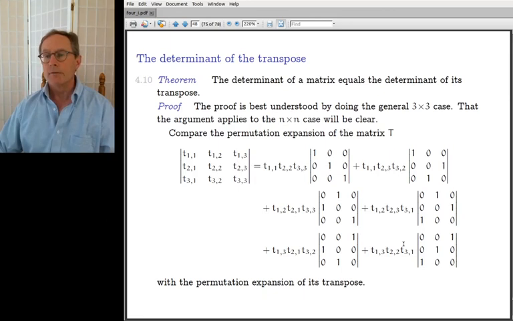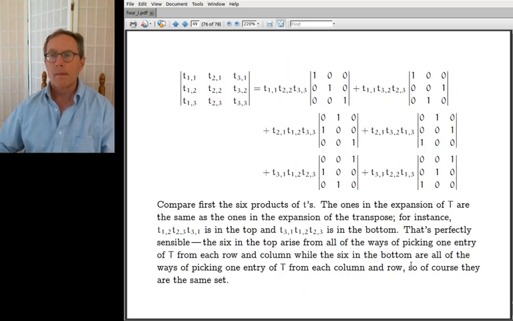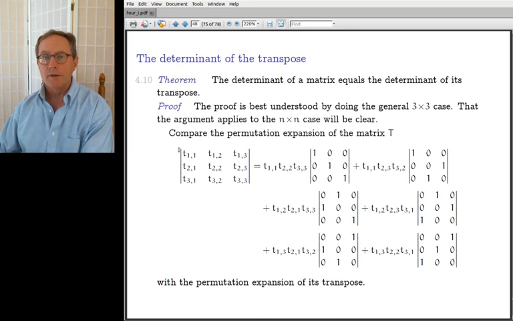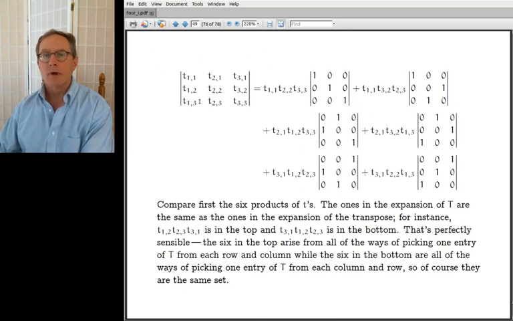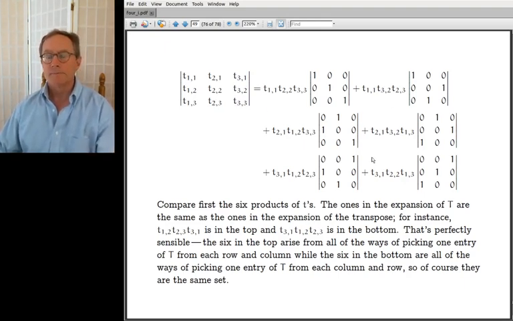So here's the 3x3 case that we've been working with this whole video. There's the permutation expansion for the 3x3 case. Here's the permutation expansion of the transpose. Can you see that that says 2, 1 right there, second row, first entry? And in the transpose it says 1, 2. That's not a mistake. This is the transpose of the matrix I was looking at. And of course I'm going to compare the products.